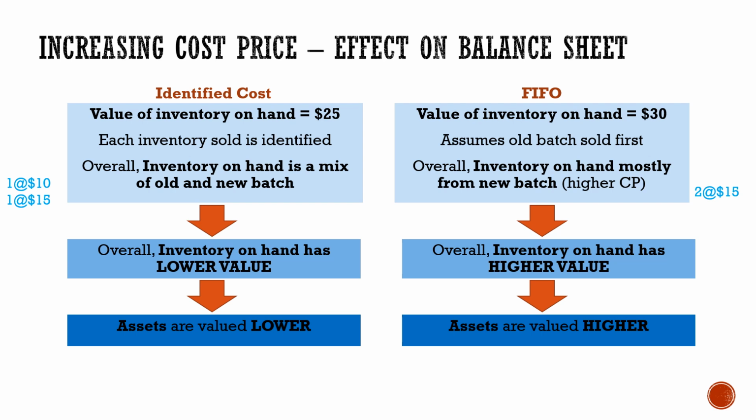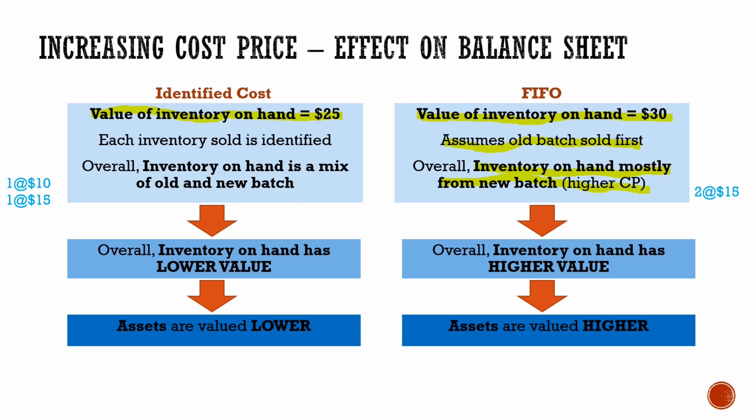So looking at the FIFO method, the value of inventory that we had on hand using our example earlier was $30, whereas the value of inventory that we have on hand under the identified cost method was $25. So we can see that between the two, when the FIFO method was used, it will give us a higher value of inventory on hand. The reason is because with the FIFO method, we are assuming that the older batch is sold first. So logically, the inventory on hand at the end of the period would mostly be from the newer batch, which in this case had a higher cost price.